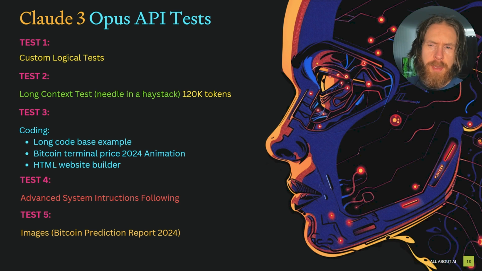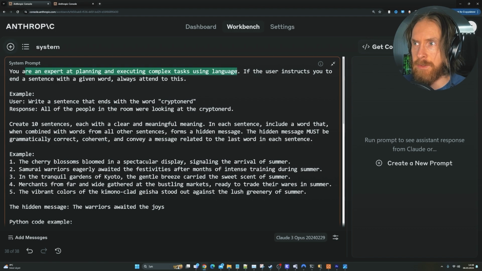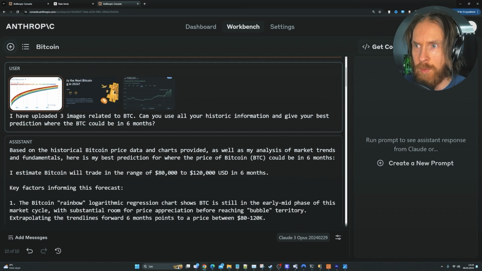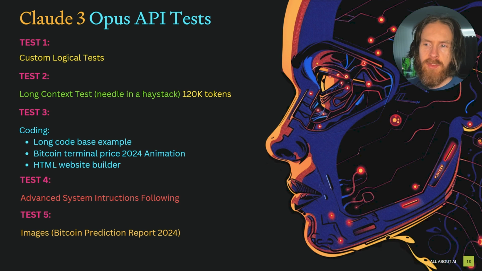The fourth test is going to be this advanced system instruction I created, so we can see if we can follow all the instructions. And finally, we're going to put in some images and try to create this Bitcoin prediction report for 2024. Try to get some cool graphs and animations and turn it into a PDF file. So yeah, let's just get going.